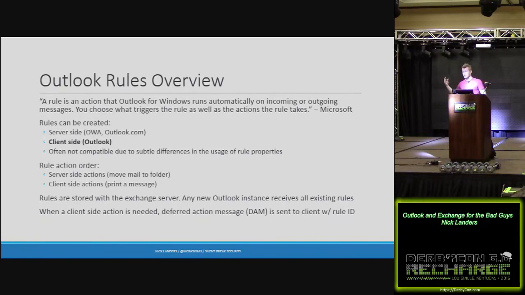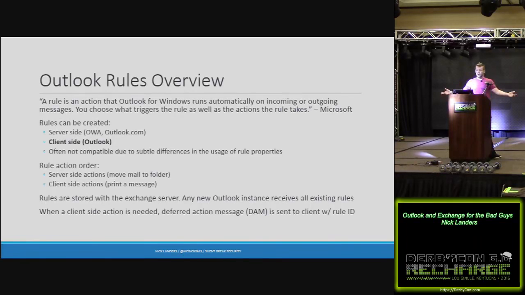It'll go look up that rule locally and execute the actions associated with it. So the server is actually supplying a message to let Outlook know that it needs to execute rules. I'd love to look at ways to forge these rules in the future, but I haven't had a chance yet. And then, of course, rules are stored on the Exchange server, and they're synced to all Outlook profiles, which is actually sort of the basis of this attack.